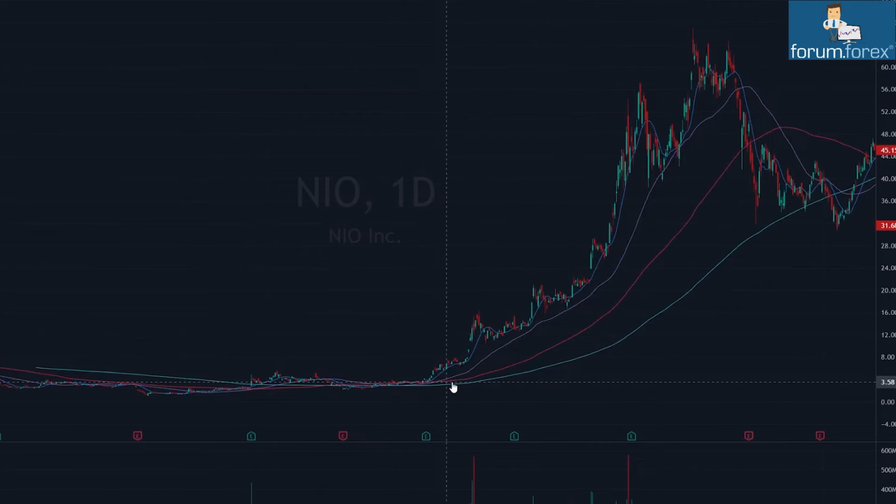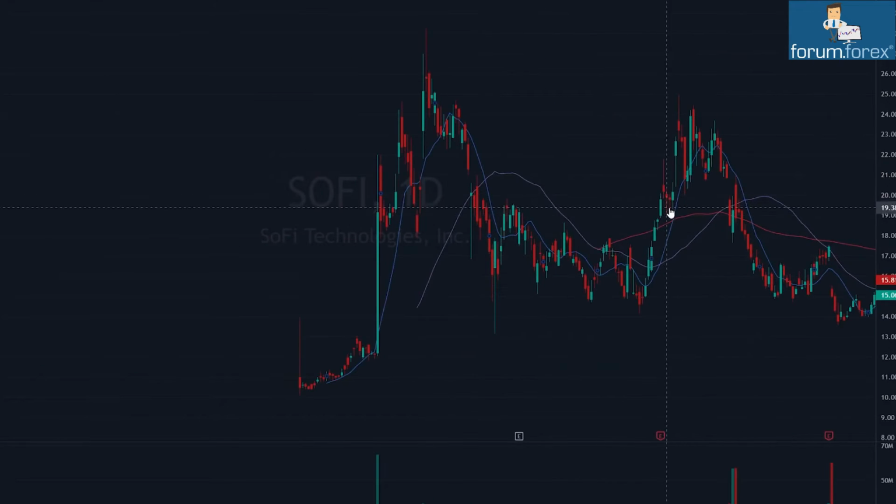NIO, as I mentioned, we're looking for something like this. We have SoFi when it was looking pretty good over here. So this is a good baseline. A lot of the stocks that we looked at have something in common: they have a lot of volume, as I mentioned, and they also have volatility.